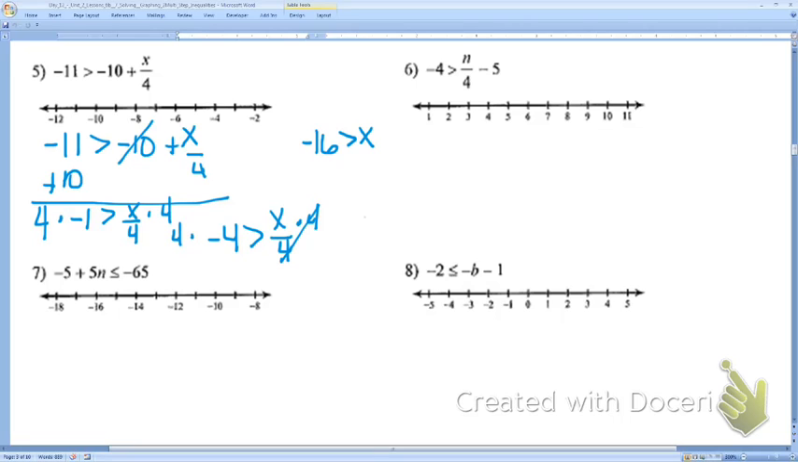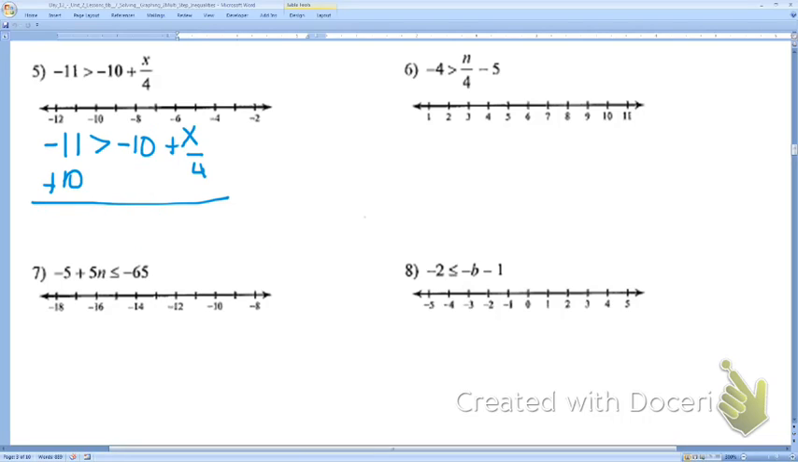Let's back up. So let me just back up here and try to figure out where we went wrong. We'll do one step at a time. Isn't that nice? I can just rewind.